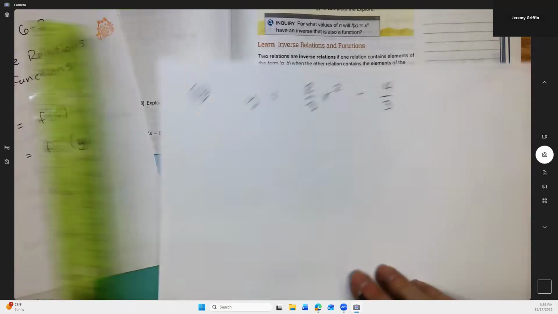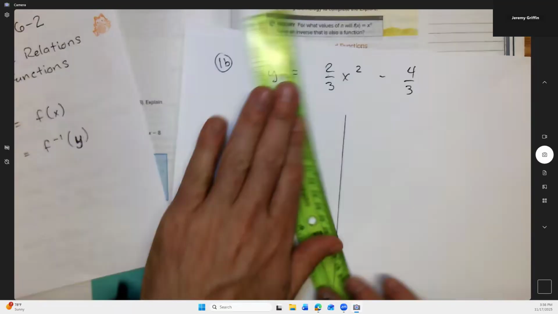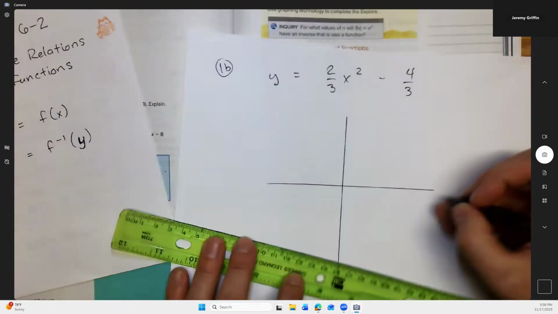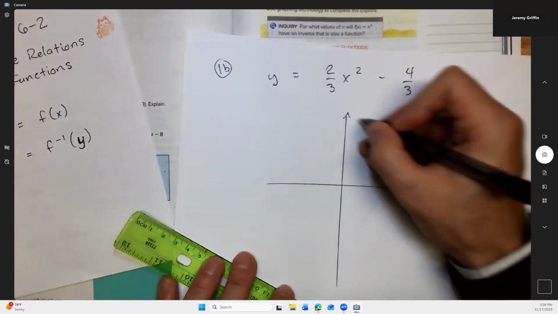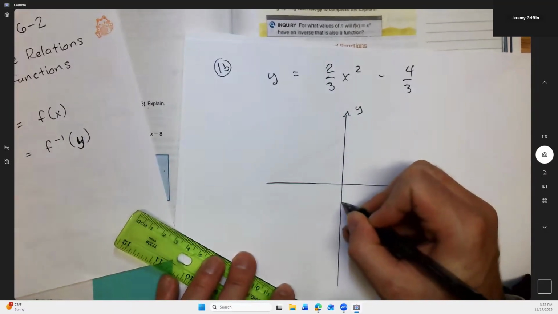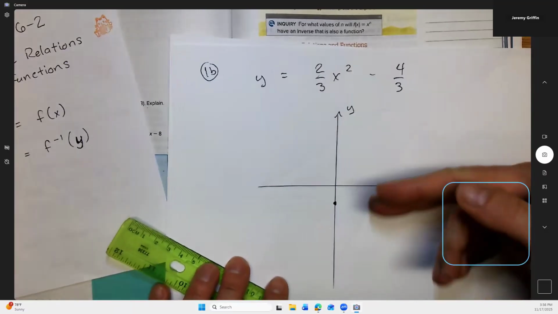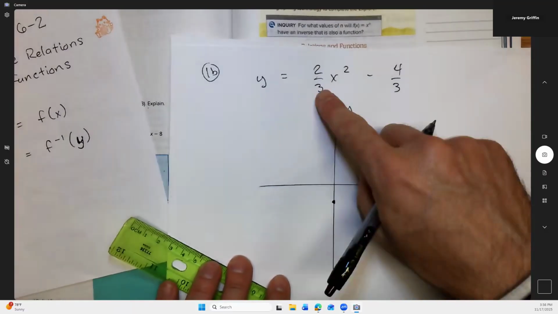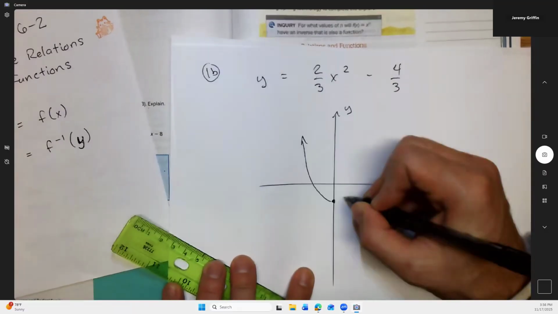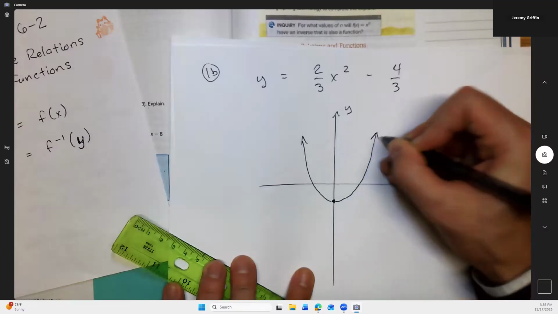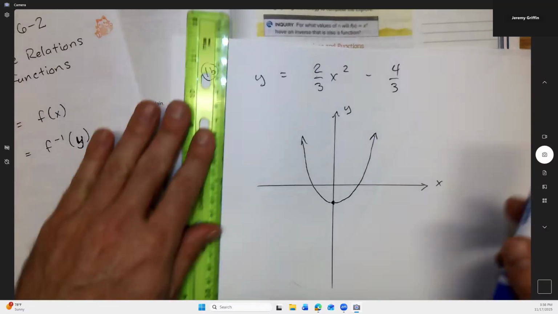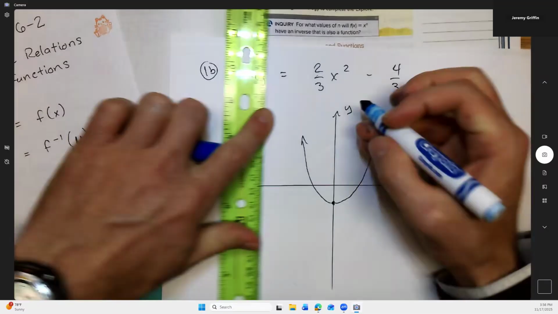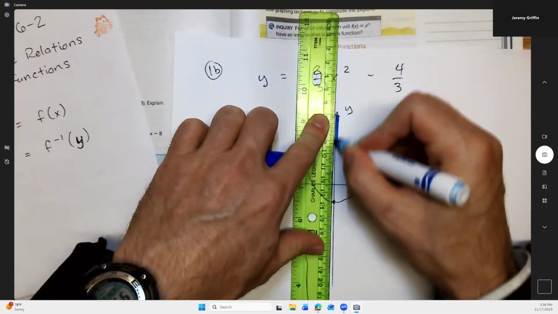And I know what basic shape it's going to be. If I plug in 0 for x, I would get negative 4/3 for y. So here, just as a general idea, I'll put a point at negative 4/3. And it's just going to be a parabola that opens upward, doesn't it? Right, the parabola opens upward. Now let me show you guys the flip the paper trick on this. So I'll make the axes really bold so they show through.